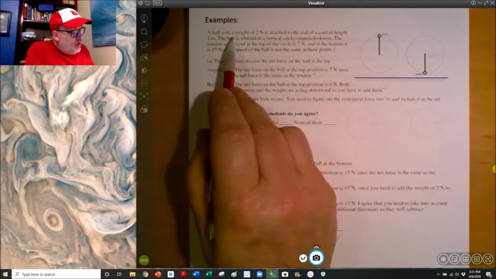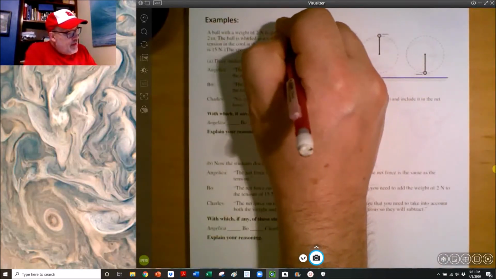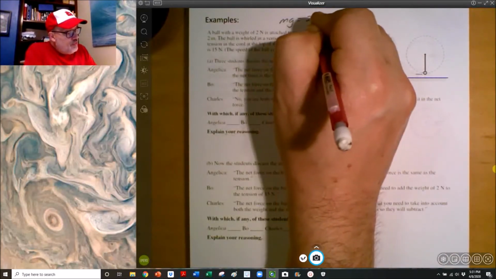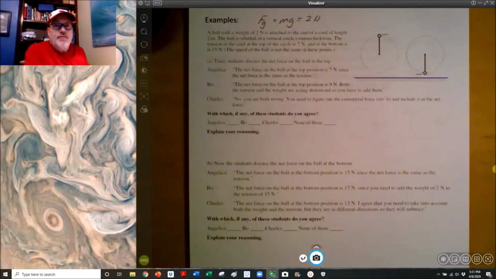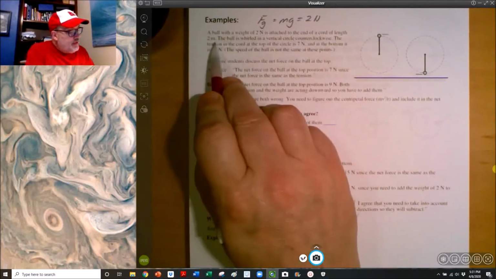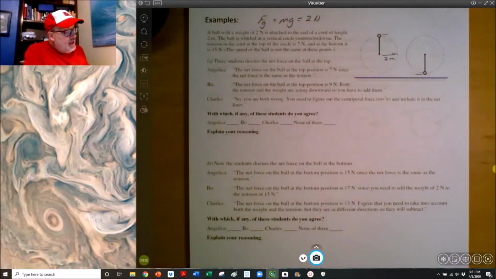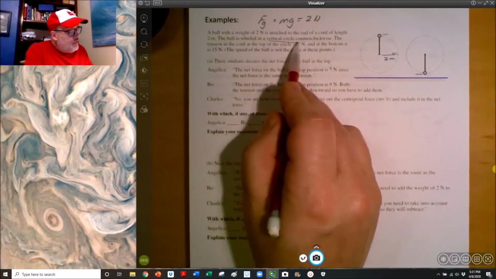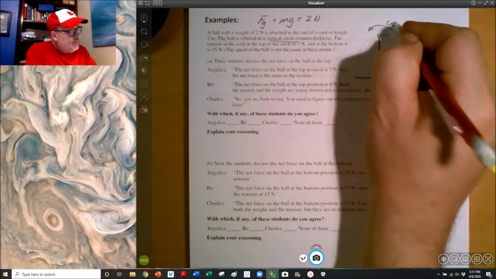So we have a ball that has a weight of 2 newtons. So that means mg equals 2 newtons, or if you prefer, force of gravity. And it's attached to the end of a cord of length 2 meters. So the radius of this thing right here is 2 meters. And it's being whirled around in a vertical circle, counterclockwise. So it's going around like this.